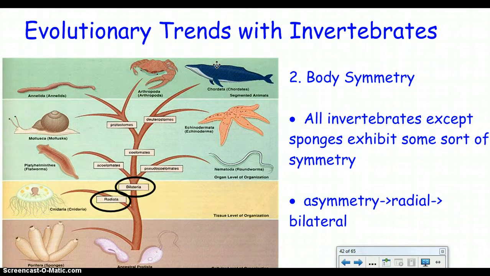Body symmetry we've already gone over. The earliest animals had no symmetry, then you have the radially symmetrical animals, and then you have the bilaterally symmetrical animals.